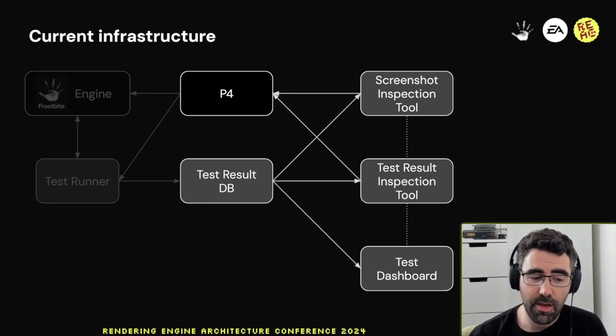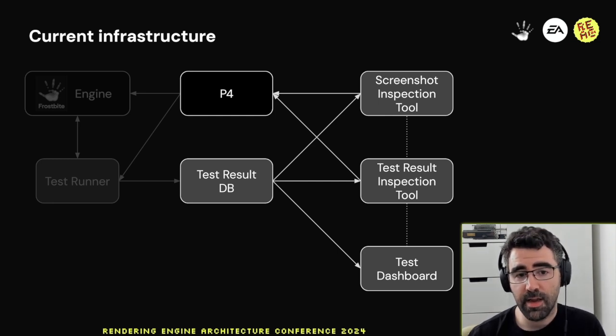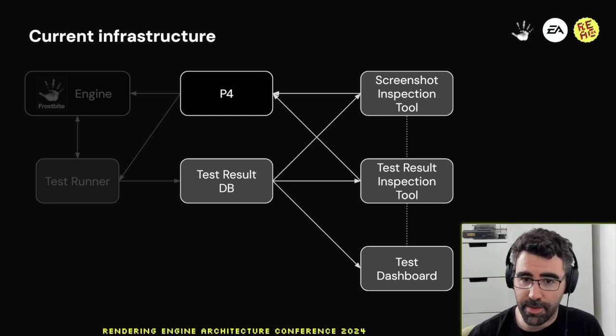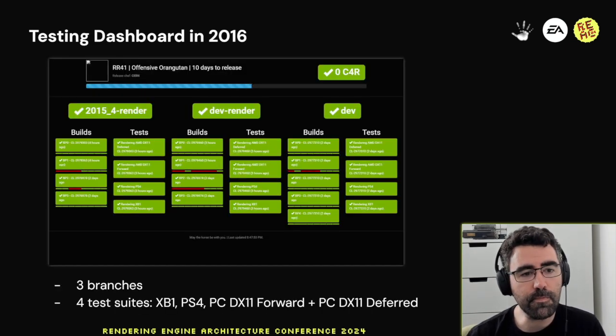So whenever a test changes and the results it produces are different, and an engineer goes in and looks at the images and says, yep, this is expected, this is exactly what I wanted to see in the test, then they can update the image in Perforce, and that becomes the new reference image.